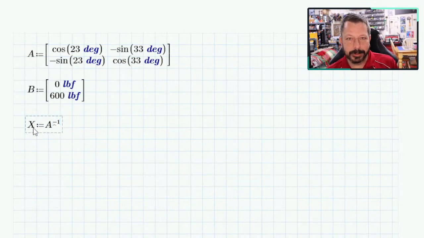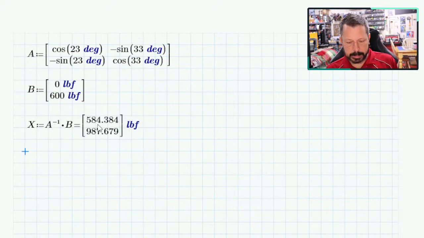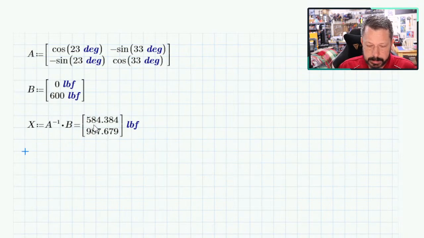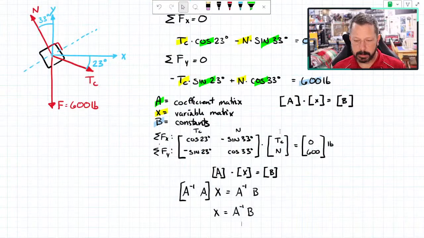In MathCAD, you actually do use the same process of creating an exponent to create the minus 1. So A minus 1, and then we're going to multiply that times B. And it will equal, let's put it in pounds, these two numbers. So the 584 is in the top slot. If we go back to our setup here, the top slot was TC. So the 584 should go with TC.